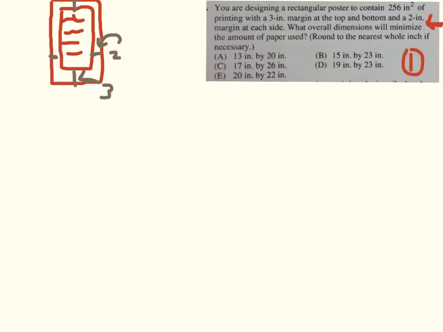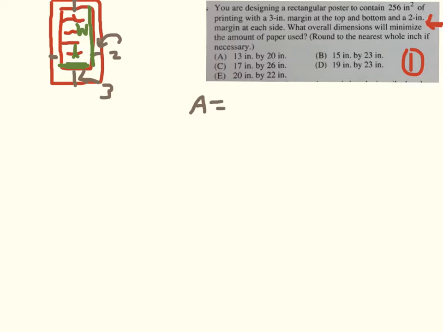What overall dimensions will minimize the amount of paper used? So if you want to minimize paper, paper is an area problem. I know some of you might have tried to do perimeter on this, but I want to minimize the area. So the area is the whole paper. So what I'm going to do is I'm going to use a variable here, and I'm going to call this side length L, and this side right here width W. It doesn't matter which side's L, which side's W.